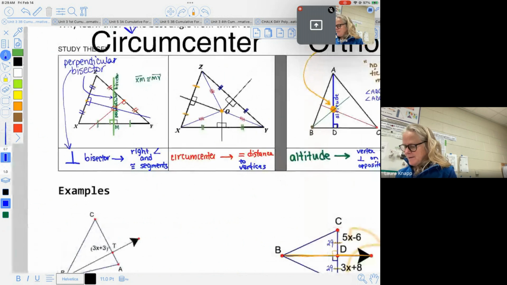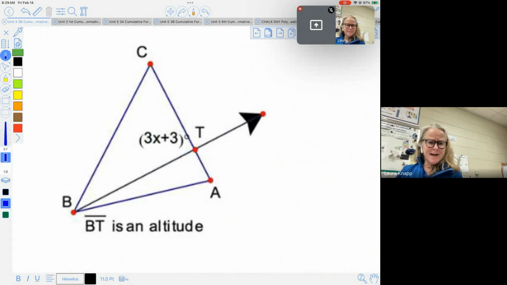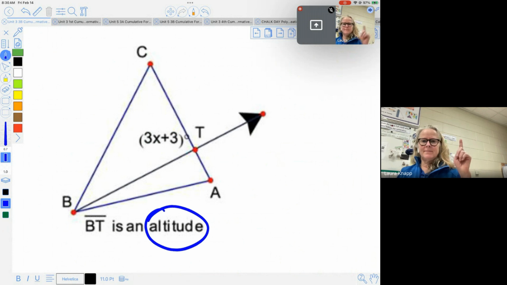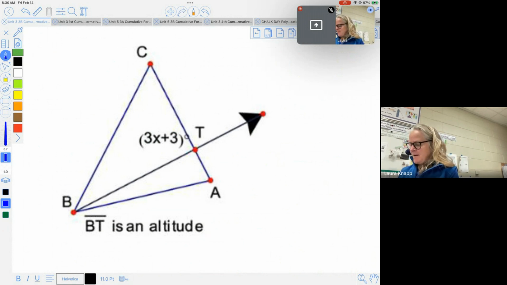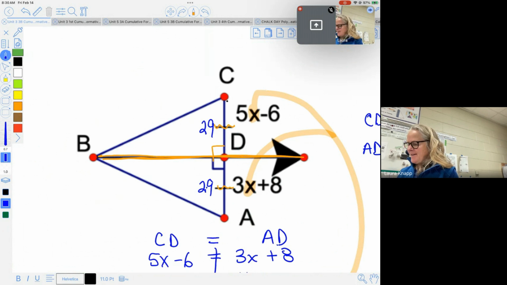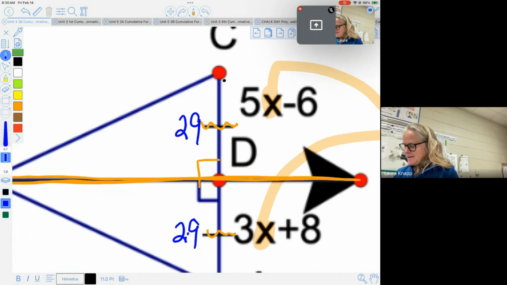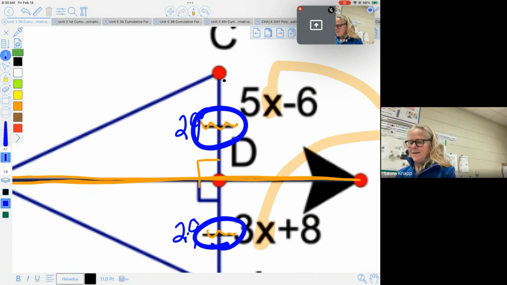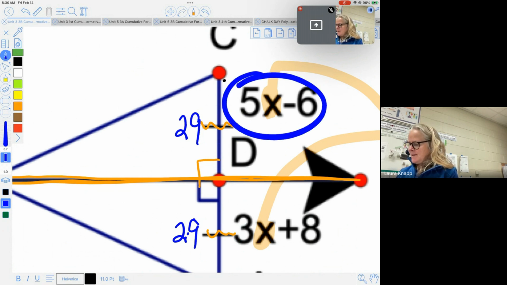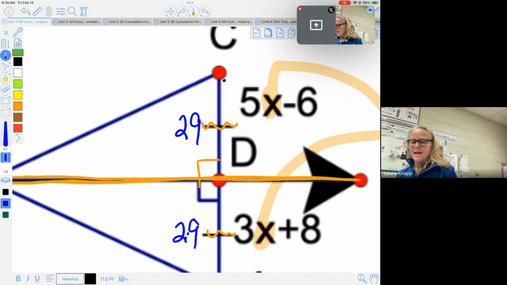So what do these problems look like? Well, that's not on our agenda today because of this. But I think this is a perpendicular bisector. So see what I've done there? I got it all done already, but how did I know? Because of this symbol. That tells you it's perpendicular, and the tick marks say bisector. All right, so I know that this 5x minus 6 is equal to 3x plus 8. And I wrote that equation, solved for x, and then got the 29. So that's on you.